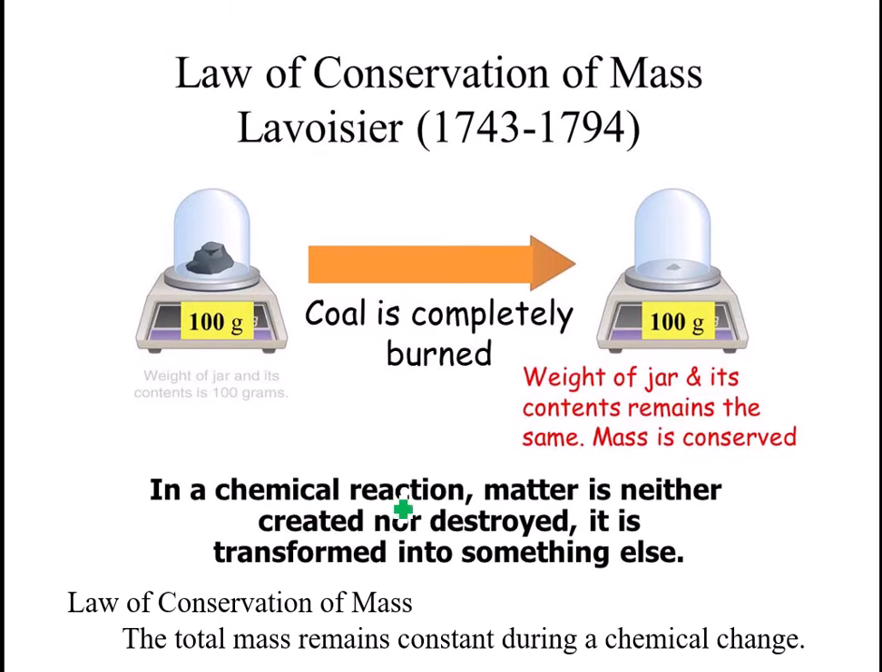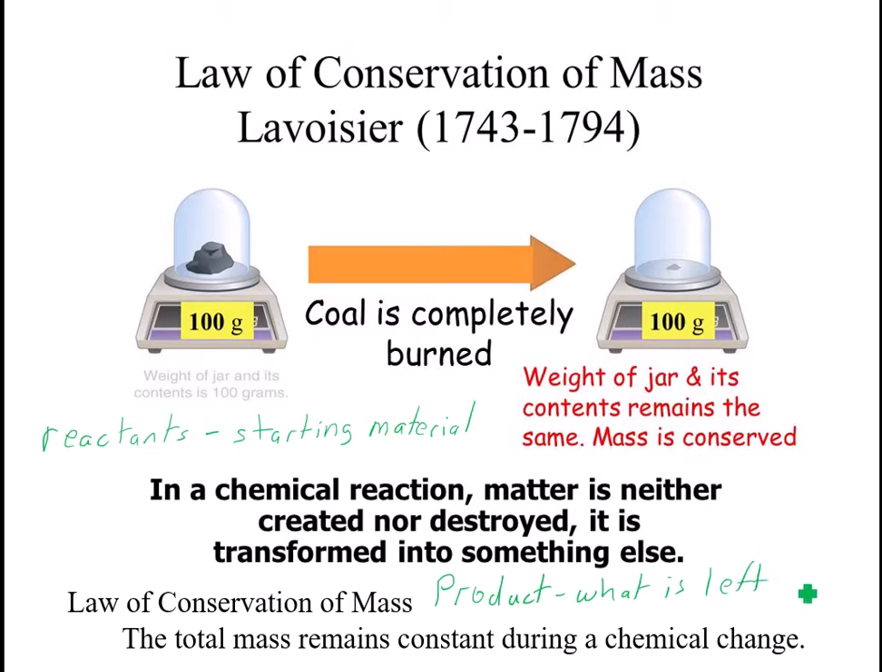In a chemical reaction, the matter is neither created nor destroyed. It's transferred into something else, which means that the mass of the reactants, or the things that you start with, is equal to the mass of the products, which is what you end with. And that's what the conservation of mass is. The total mass remains constant during a chemical reaction. So the words that I use there are reactants, which is starting material, and products, what's left at the end.